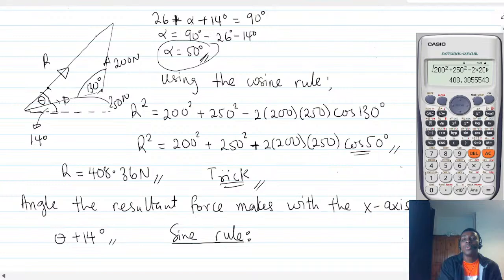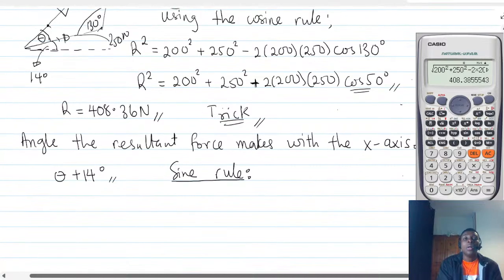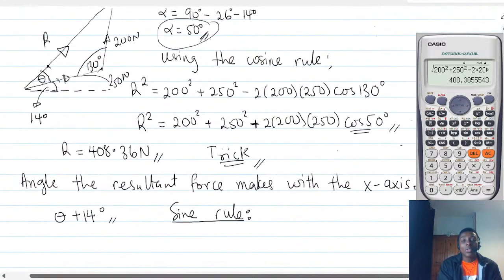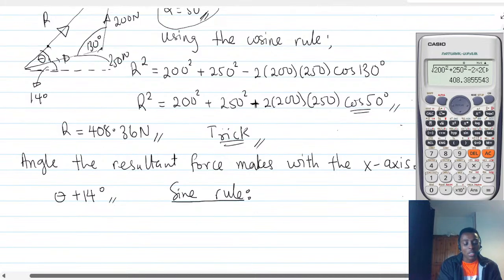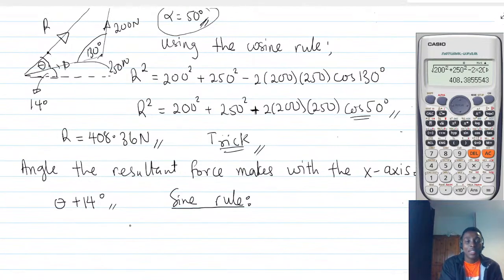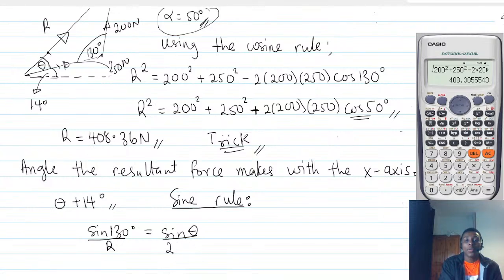And what is the sine rule? The sine rule is saying that we can use the sides of the triangle, and the ratio between their sides and the sine of the angles opposite is a constant. So in other words, let me write the sine rule. Sine 130 divided by r is going to be equal to sine theta divided by 200.